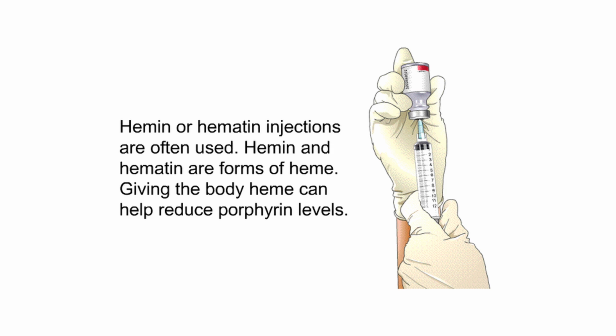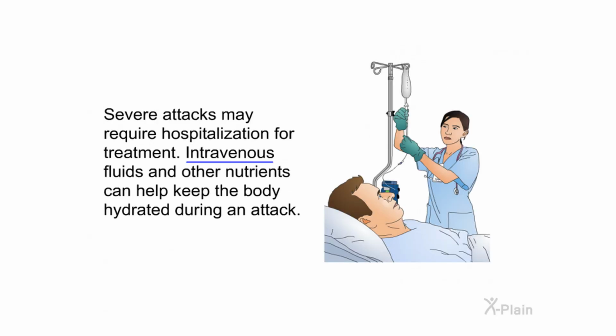Hemin or hematin injections are often used. Hemin and hematin are forms of heme. Giving the body heme can help reduce porphyrin levels. Severe attacks may require hospitalization for treatment. Intravenous fluids and other nutrients can help keep the body hydrated during an attack.